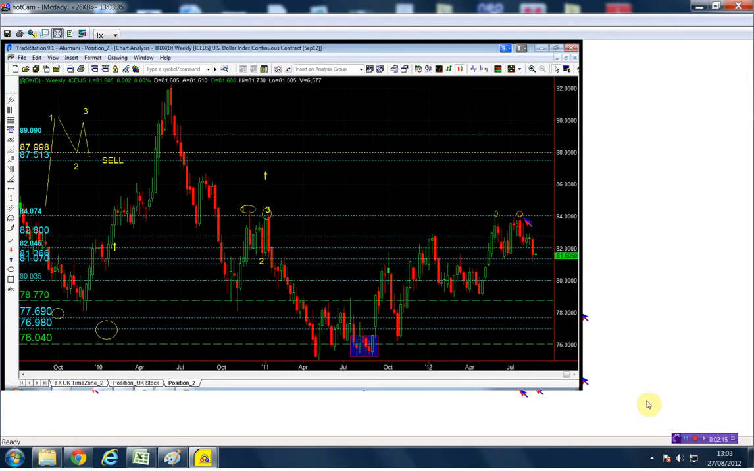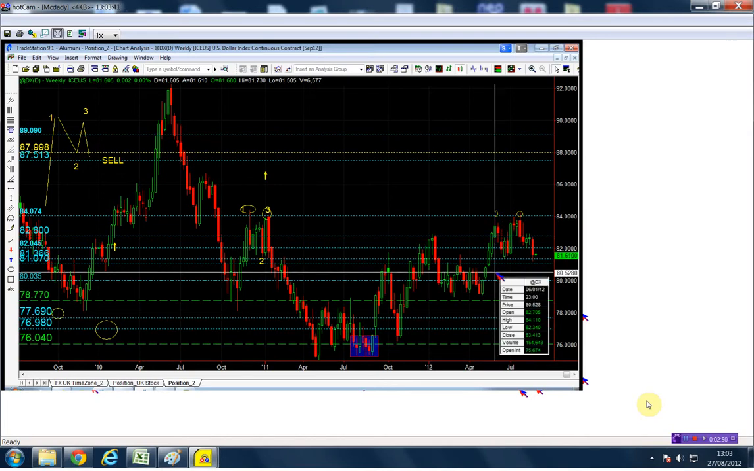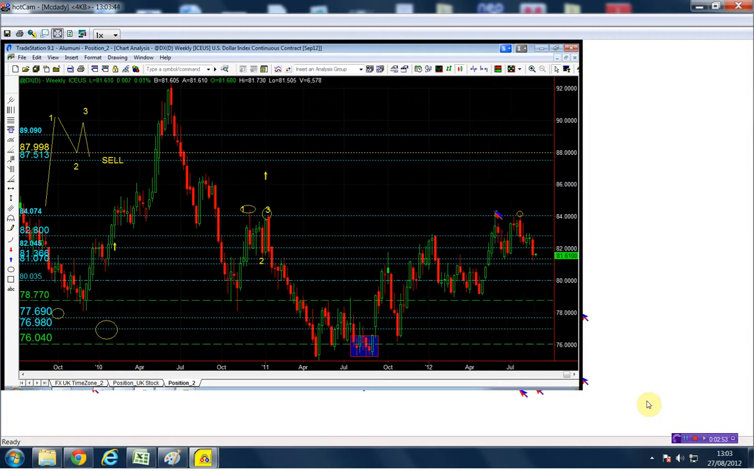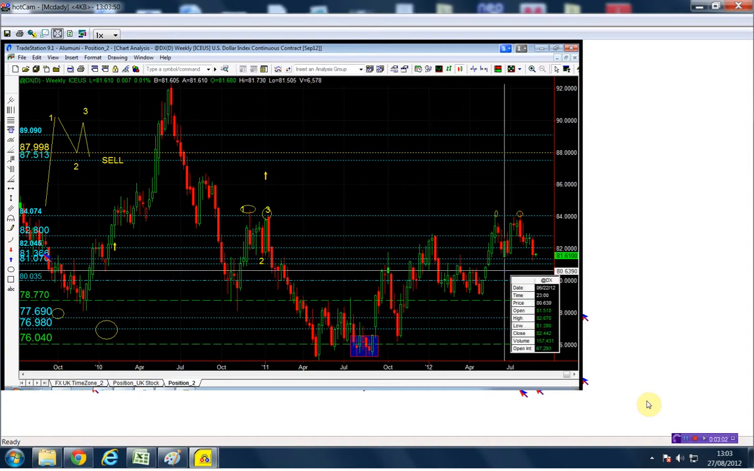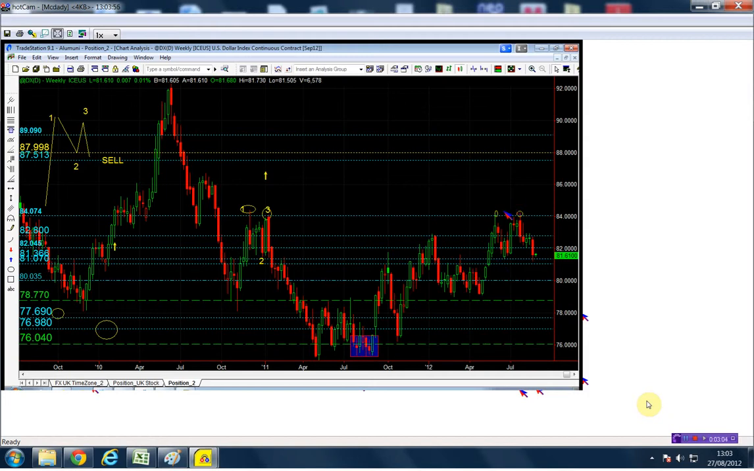For the last couple of weeks, since June, we made a couple of attempts. One attempt failed, and it came back and tested the 81.39 structure that we have here, and we made the second push up to attempt to trade above 84.07, which also was met with selling, because it is a structural point, and a structural point does what it's supposed to do. It is a decision making point where selling comes in.